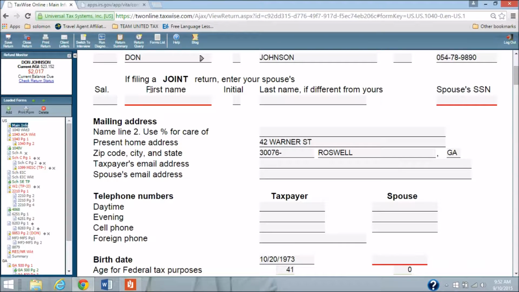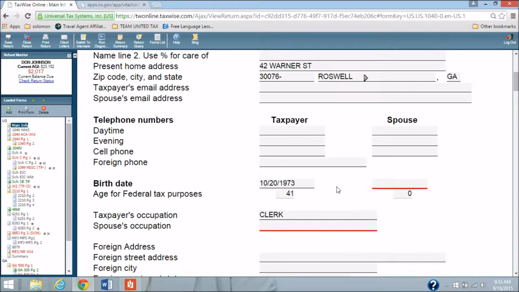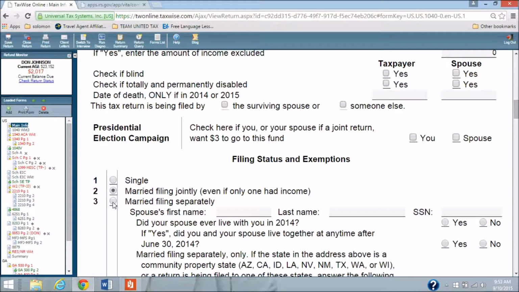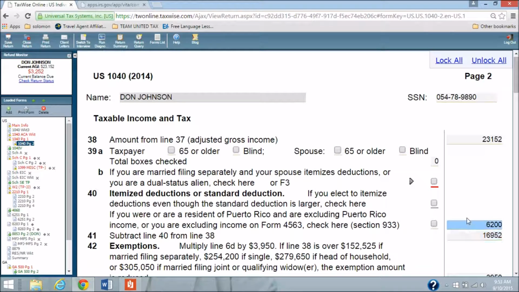You will notice that when I did married filing jointly, it's asking for the spouse's information and birth date. However, I'm just going to go ahead and scroll down. Married filing separately, tab, and it's asking for the spouse's information here. However, we're going to go back to 1040 page 2. And the amount for married filing separately is $6,200, the same as single. So that's called our standard deduction.